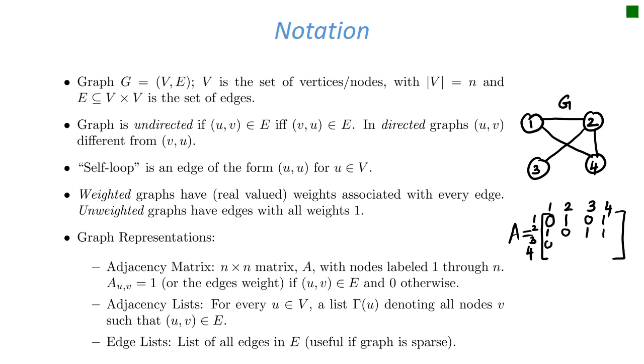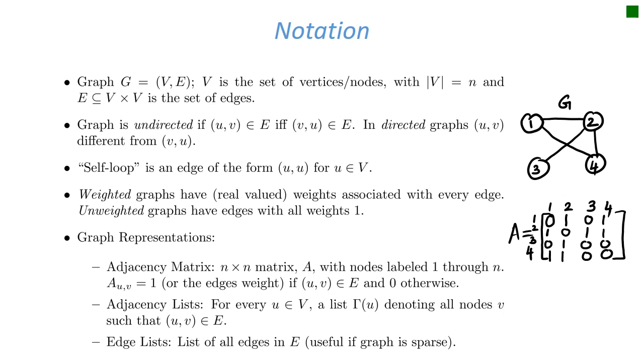(3,1) is not an edge. (3,2) is an edge. (3,3) is not an edge. (3,4) is not an edge. (4,1) is an edge. (4,2) is an edge. And the rest of the entries are 0. Now this would be the adjacency matrix A of this graph G.